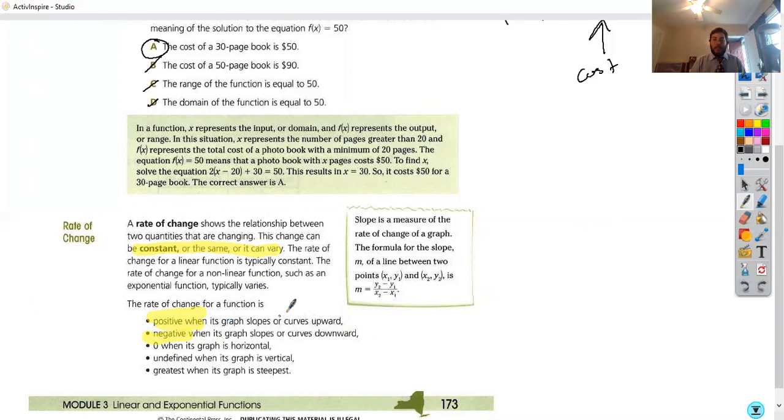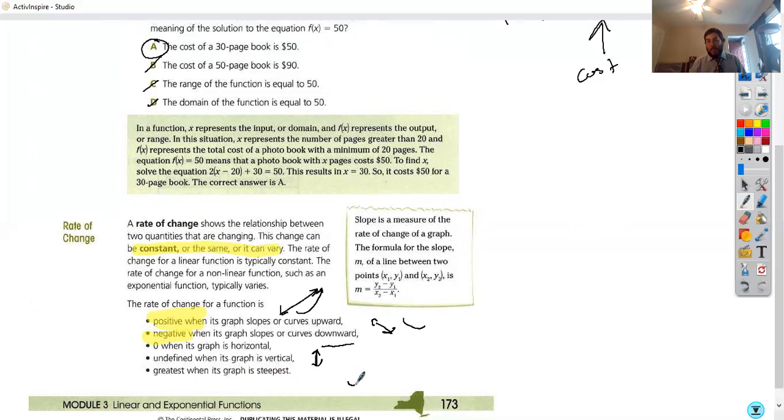Positive means that as we go from left to right, it's going up or even curving up. Negative if it's going down or curving down. Zero when it's horizontal or flat. Undefined when it's a vertical line, and gradients where its graph is the steepest.